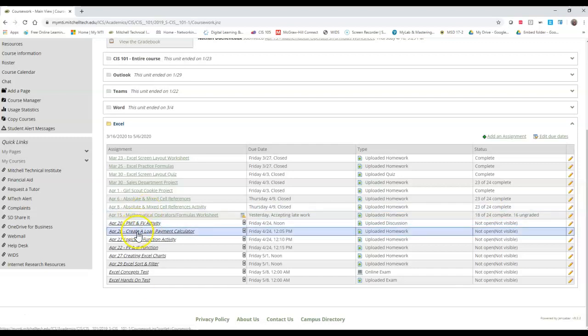You can see that there are 4 different assignments. 2 of them are activities. The activities will actually hold your hand basically as you go through the assignments. They are step by step.